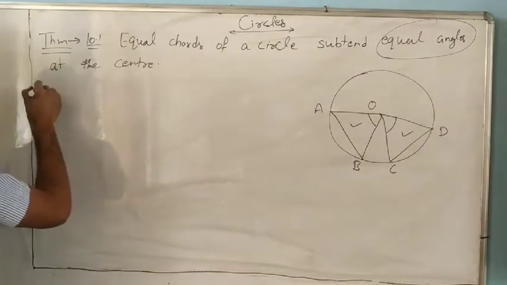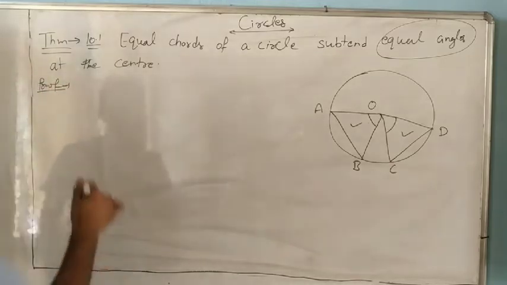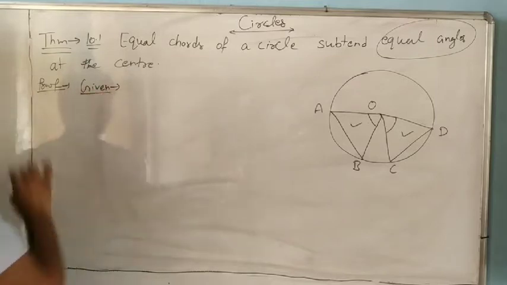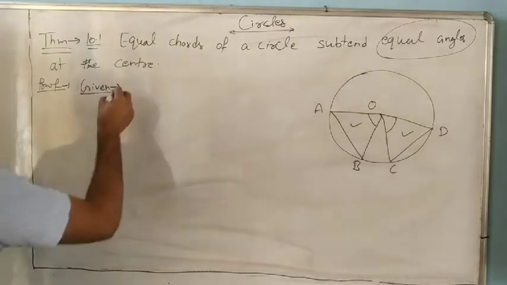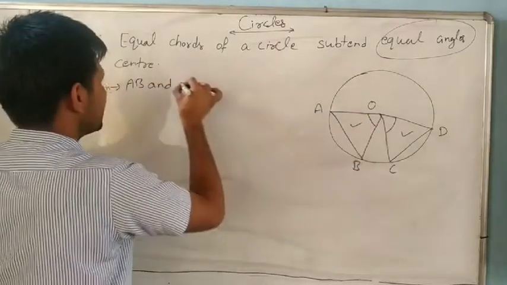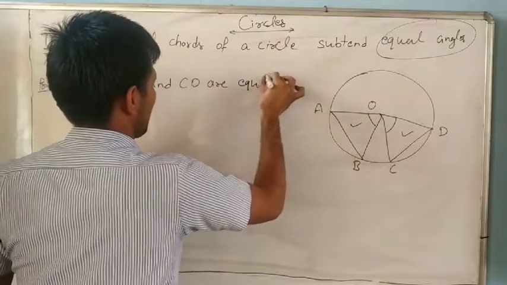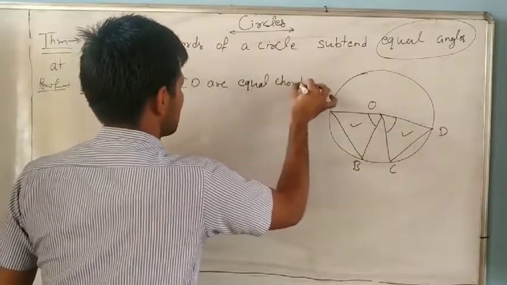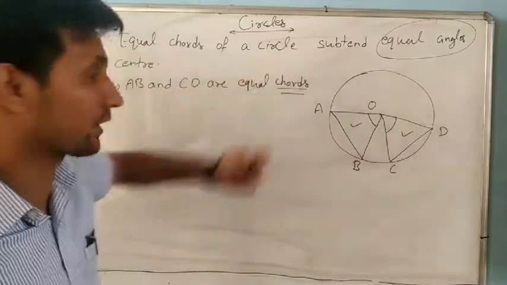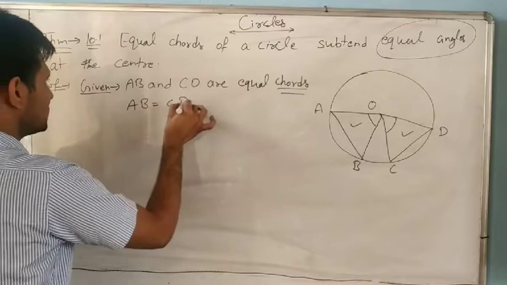So we start its proof. Always first we will write given. What is given in the question? AB and CD are equal chords. Equal chords of a circle. So AB equal to CD.